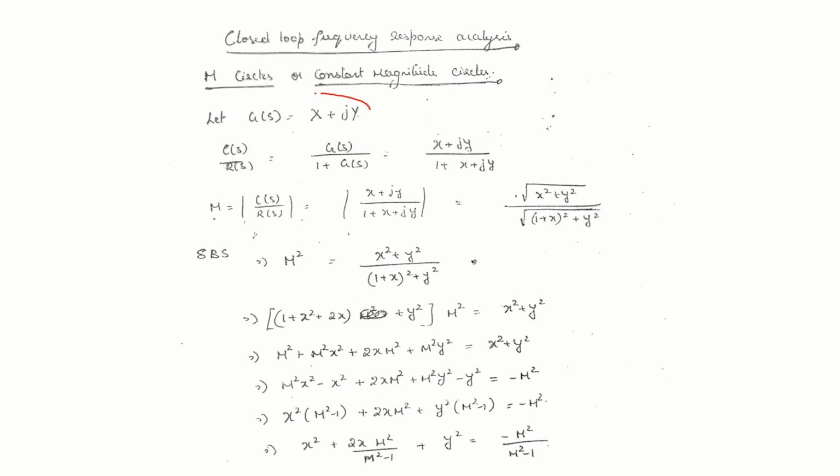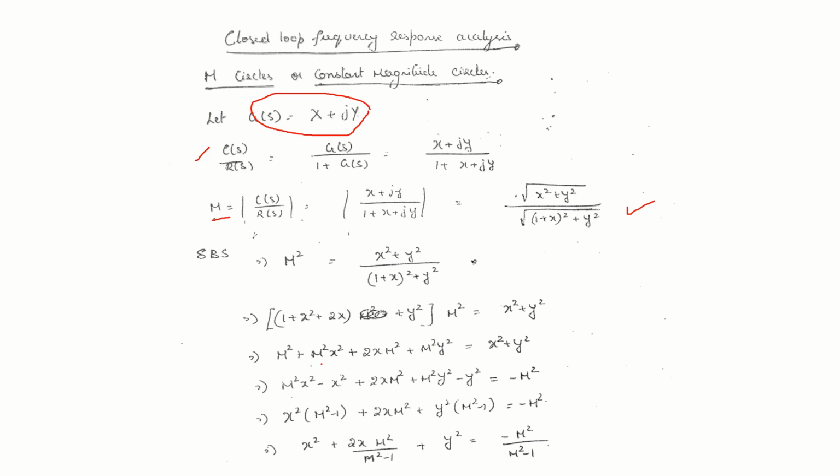Let us take G of s equal to x plus jy, a complex number. So the closed loop transfer function is G of s divided by 1 plus G of s. Substitute that complex number, get the magnitude. So square it up. Let me cross multiply. This is 1, x squared plus 2x plus y squared. M squared is equal to x squared plus y squared.